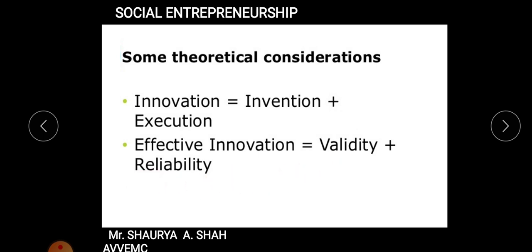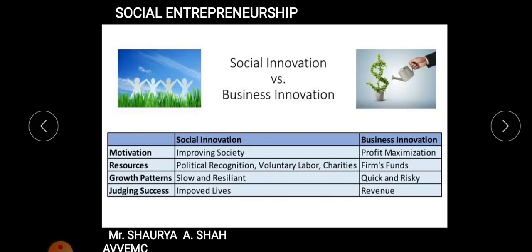Whatever you are doing for a longer period of time, it should be valid, and again it should be reliable, right? So that it is beneficial to the society, it is beneficial to various stakeholders, and they can adopt it for a longer period of time, right? So these are some of the theoretical considerations to be known for the concept of social innovation.